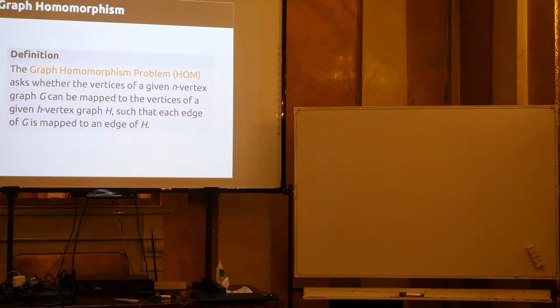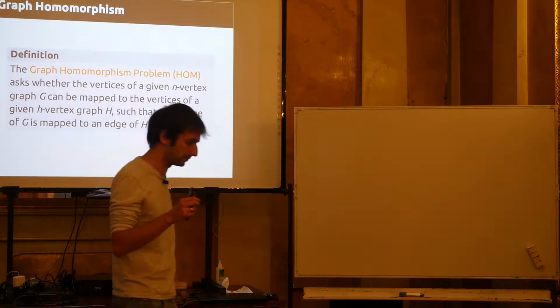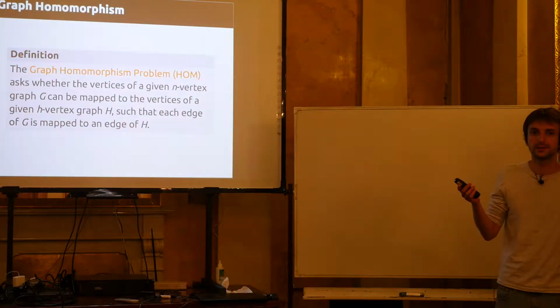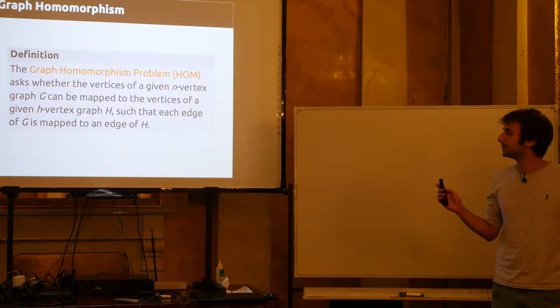A homomorphism is a mapping such that each edge of G must be mapped to an edge of H. There are no other restrictions. A non-edge can be mapped to an edge, that's fine. But every edge must be mapped to an edge. Moreover, several vertices can be mapped to one vertex. That's also good. Let me show you an example.